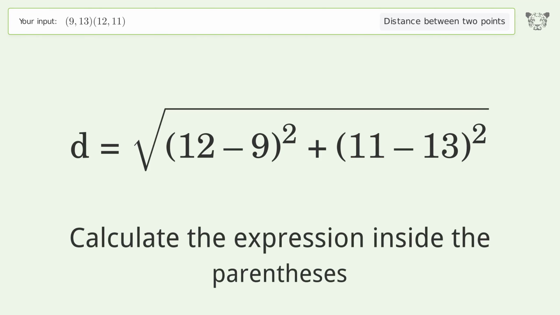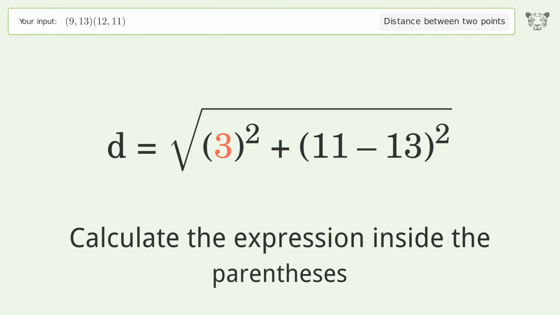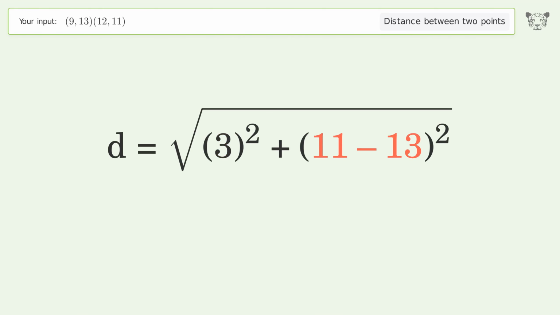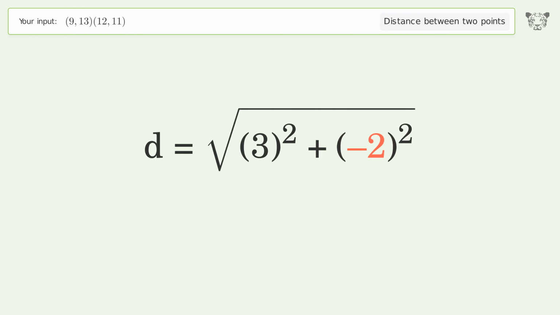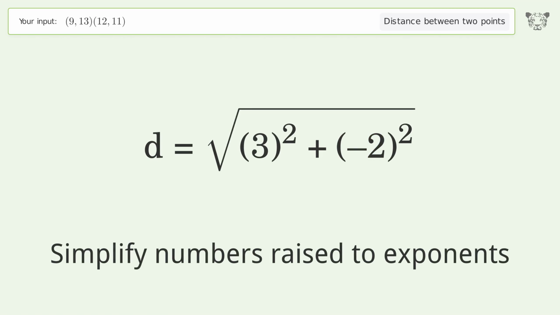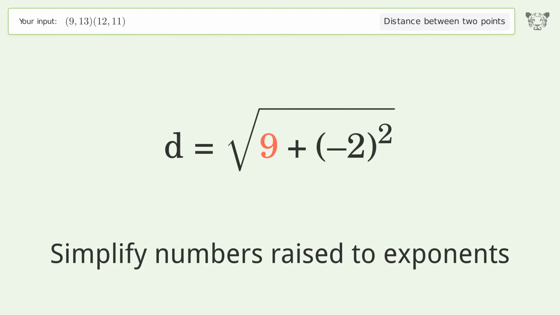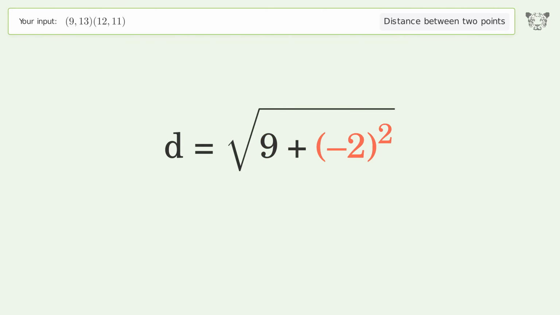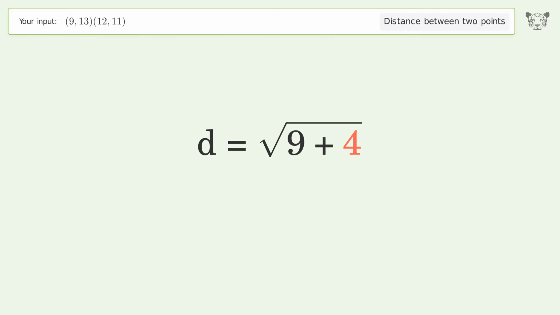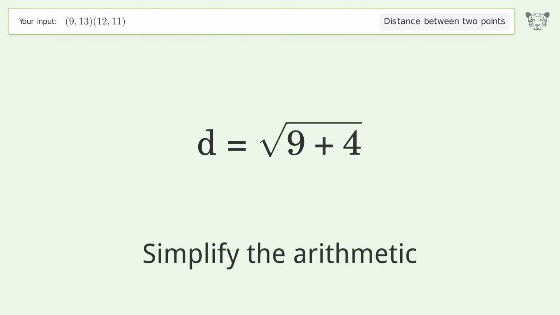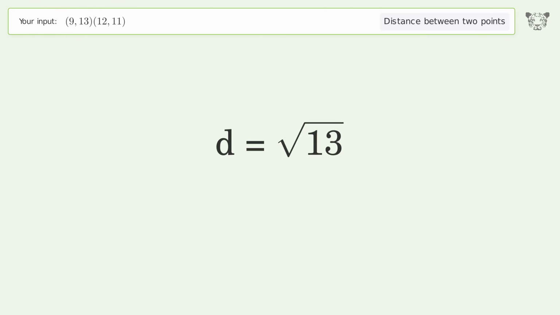Calculate the expression inside the parentheses. Simplify numbers raised to exponents. Simplify the arithmetic. And so the distance between the 2 points is the square root of 13, or 3.606.